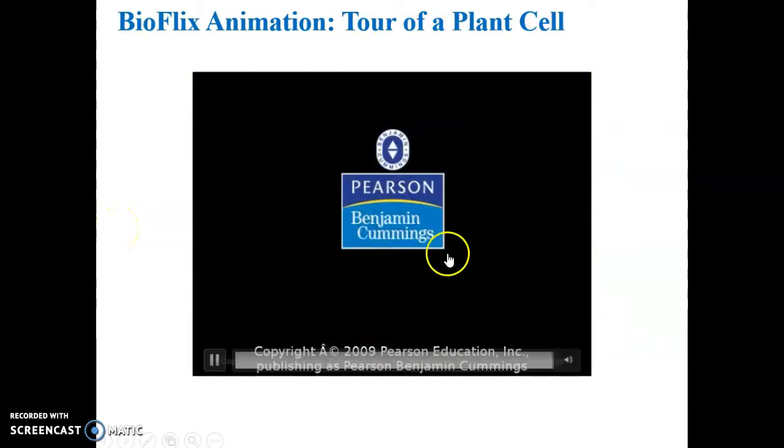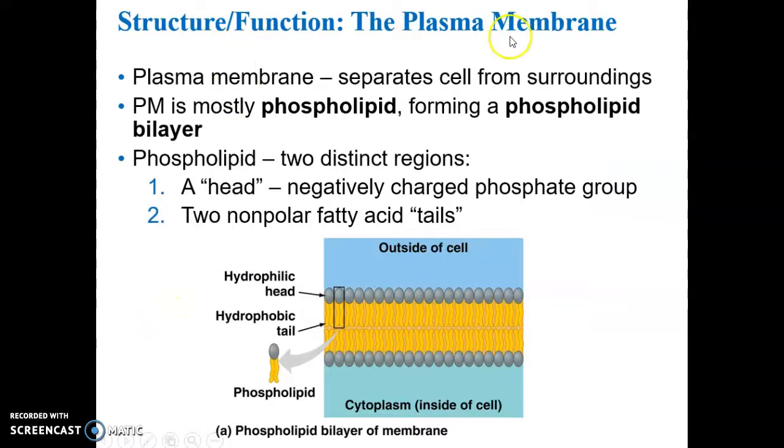And again, we'll look at this video again when we do plants later on. Okay, this all came out at once, but that's all right. So let's focus on the plasma membrane, which is the boundary, the external boundary of the cell.